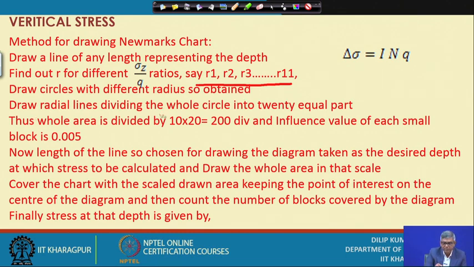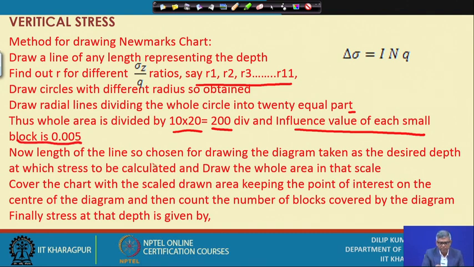Draw radial lines dividing the whole circle into 20 equal parts. It can be done in any number actually. We preferably do 20 parts, it can be 40, it can be 50. Accordingly, we have to find out how many numbers, and 1 by that number will become the influence value. So, here if I do 20 radial lines, then the whole area is divided into 10 into 20, that means 200 divisions, and the influence value of each small block will be 0.005.